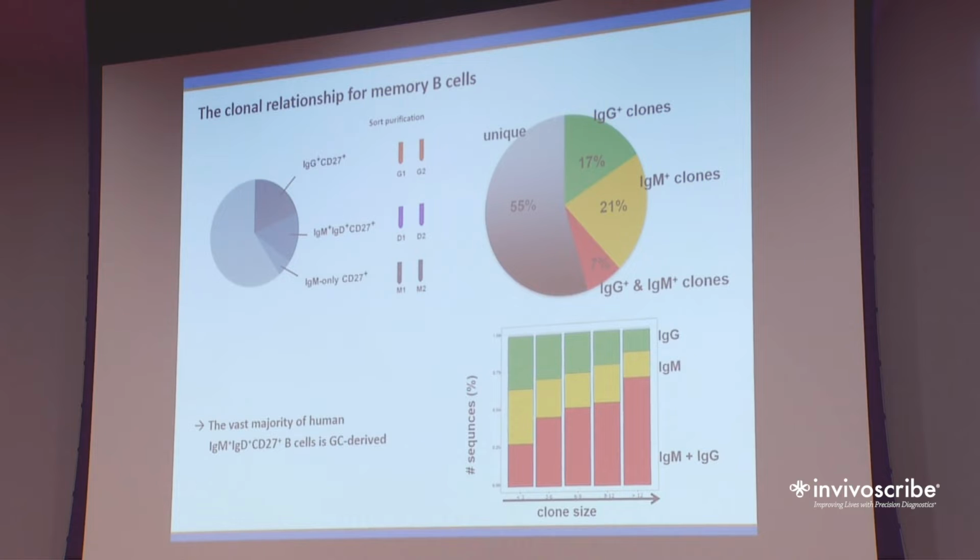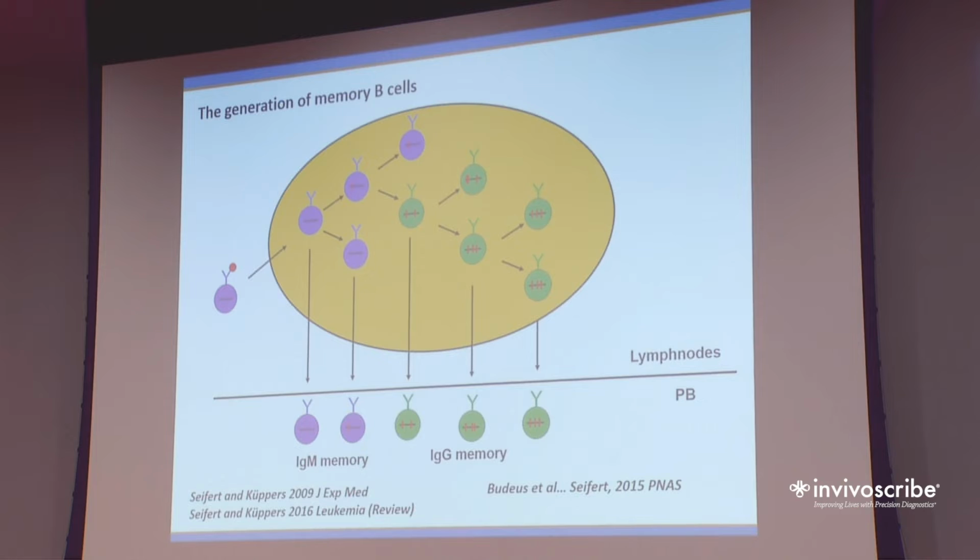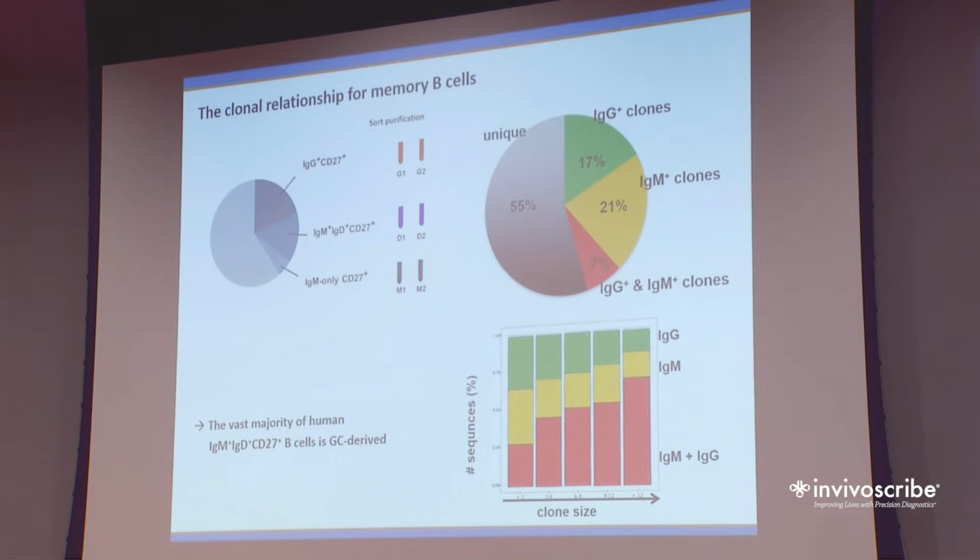But this was the interesting part, because the larger the clones were that we looked at, the more the fraction of the mixed IgG and IgM containing clones significantly rose. That means the more sequences we found related to a certain clone, the more sure we could see that they consisted of both IgM and IgG sequences. And we concluded that the vast majority of human IgM memory B cells is germinal center derived.